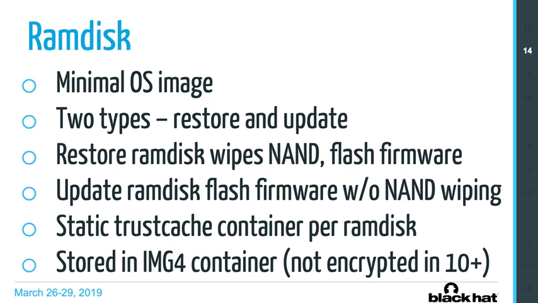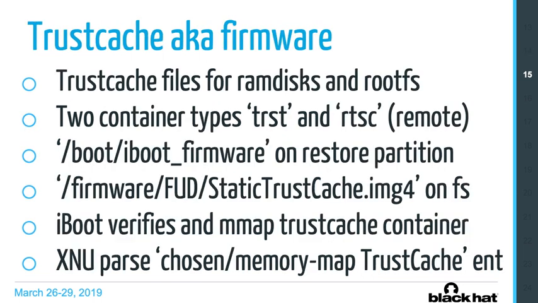Since iOS 12, Apple moved static trust cache to a separate file per RAM disk. So now each RAM disk gets its own static trust cache that needs to be loaded by iBoot. It's not encrypted anymore since iOS 10, but it's still signed. And finally, the trust cache. That's the new thing in iOS 12.